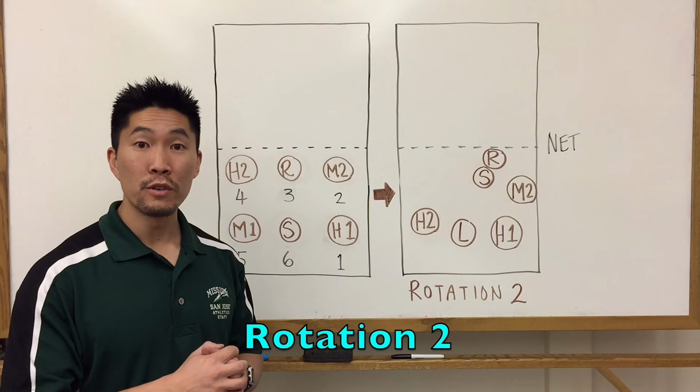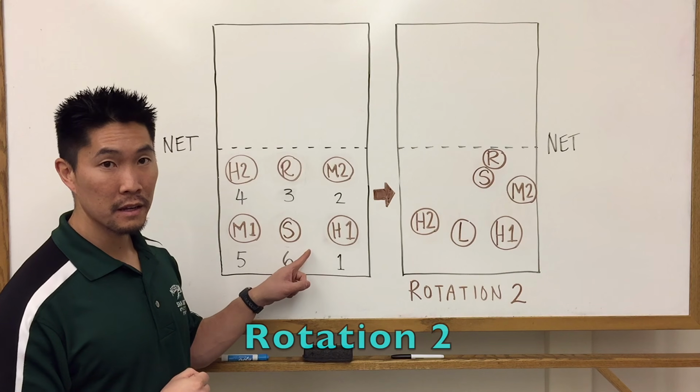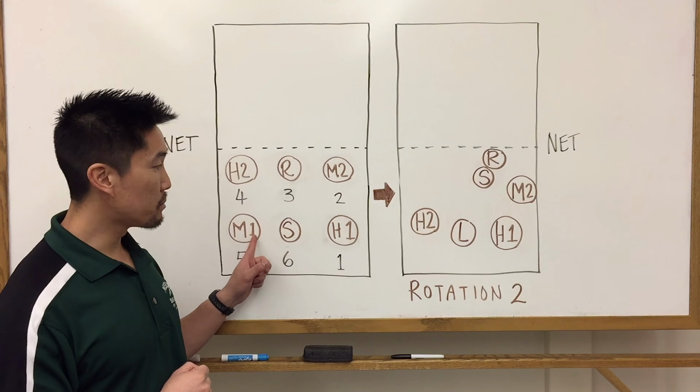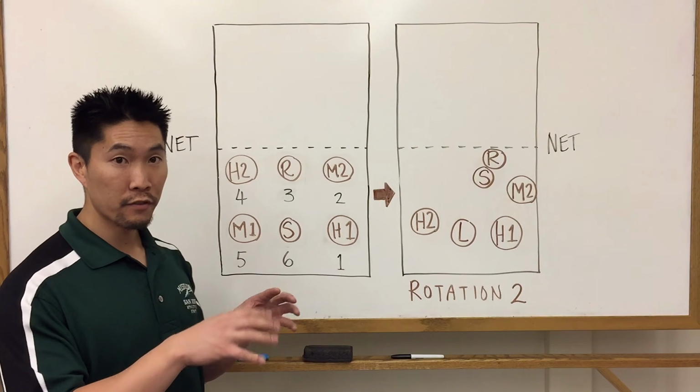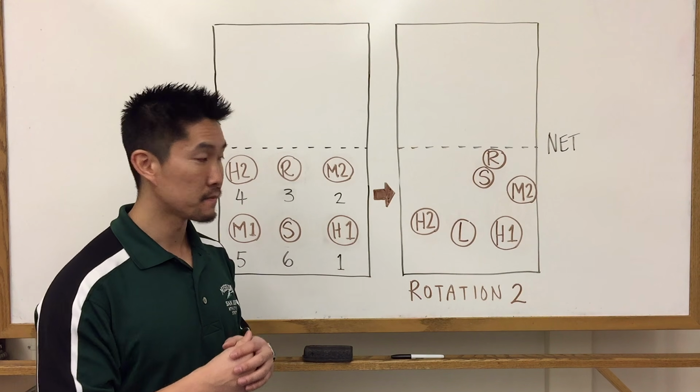Now we'll talk about rotation 2. The setter rotates from right back to middle back. In order to have the outside hitters and the libero pass, we will have to rotate and shift people, but still stay in rotation to be legal.